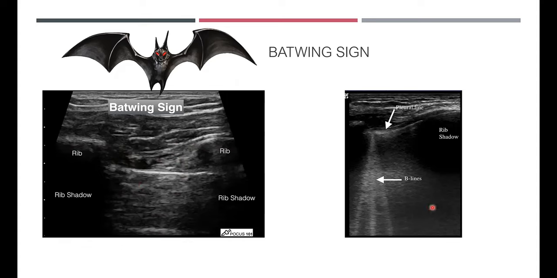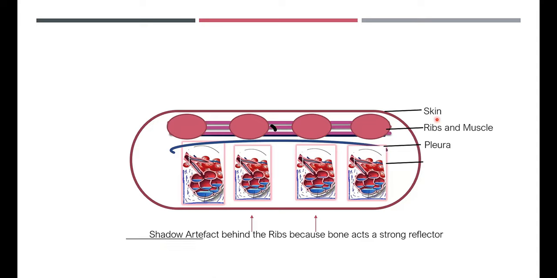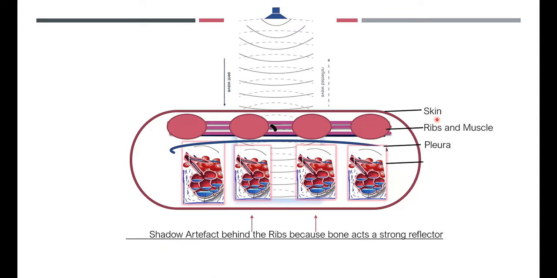When you have B lines and interstitial fluid in the lungs, then classically what you'll find is this gets obliterated completely and you see no A lines. You will still see the rib shadows posteriorly with the acoustic shadows. So how does this manifest and how does this happen?